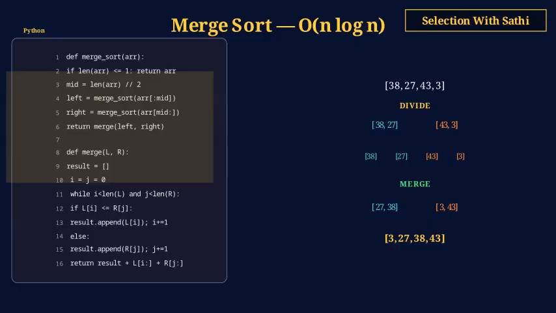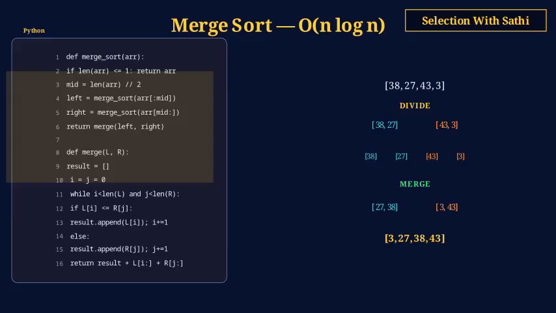The merge function starting at line 9 uses 2 pointers. Lines 12 through 16, compare elements from both halves, always picking the smaller one. Lines 17 and 18, append any remaining elements. The merge step takes O of n time.